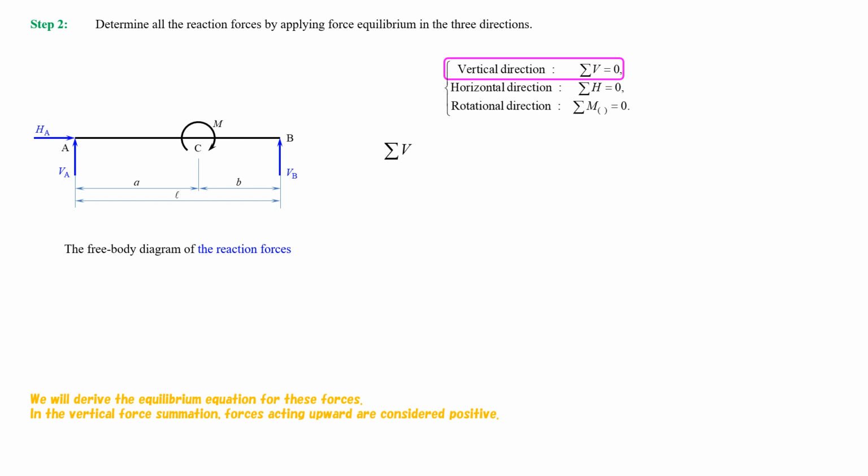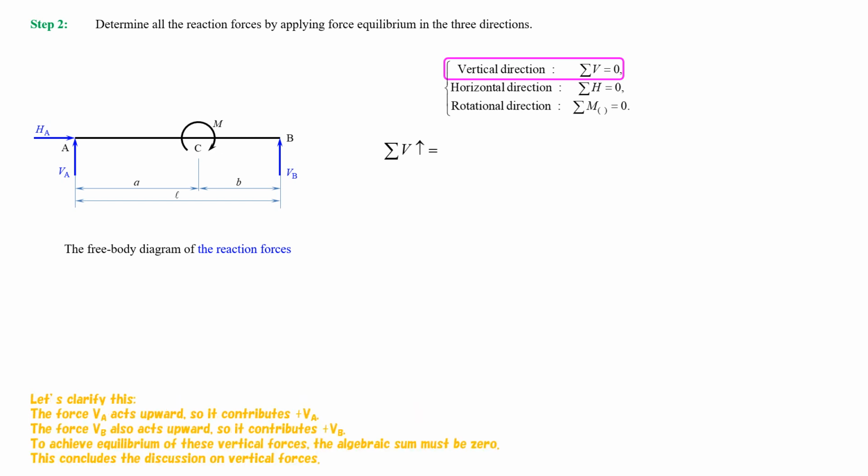In the vertical force summation, forces acting upward are considered positive. Let's clarify this. The force VA acts upward, so it contributes plus VA. The force VB also acts upward, so it contributes plus VB. To achieve equilibrium of these vertical forces, the algebraic sum must be 0. This concludes the discussion on vertical forces.